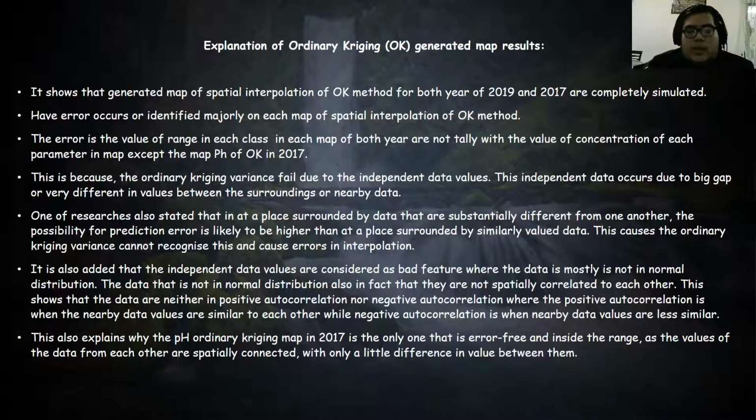They also explain why the pH ordinary kriging map in 2017 is the only one that is error-free and inside the range, as the values of the data are spatially connected to each other, with only a difference in value between them.